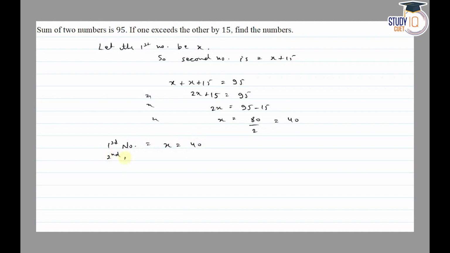Then second number is equal to x plus 15 is equal to 40 plus 15 is equal to 55.